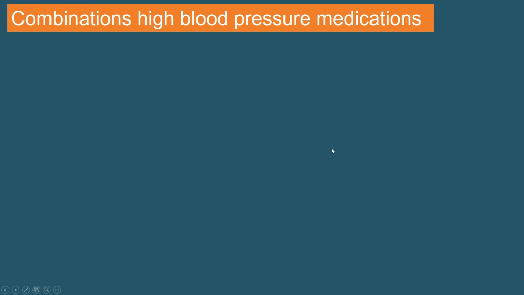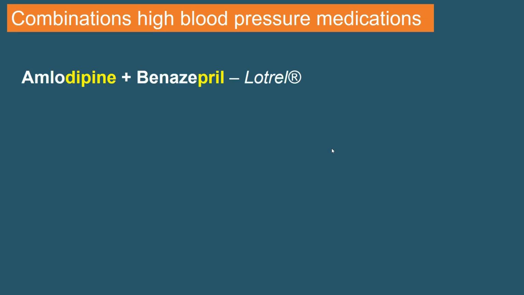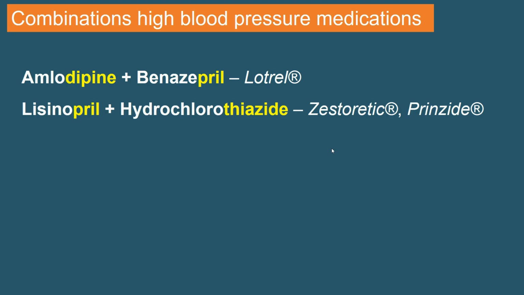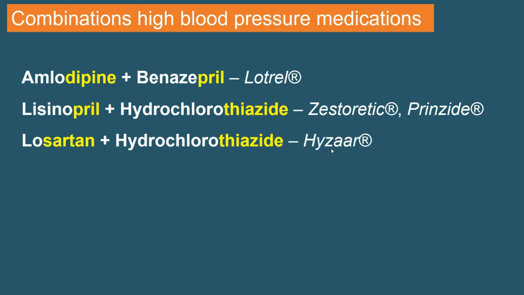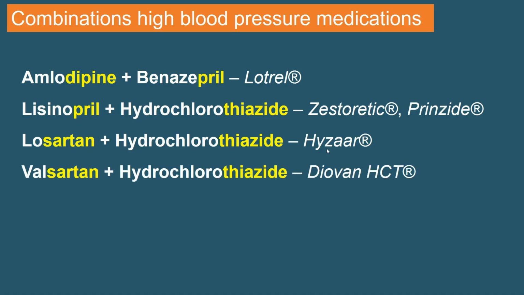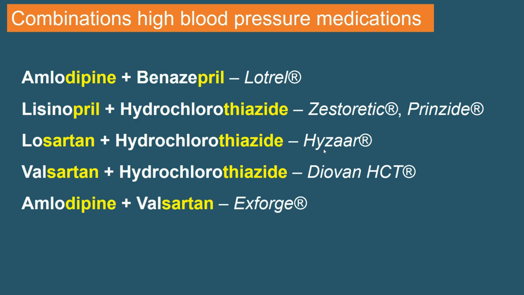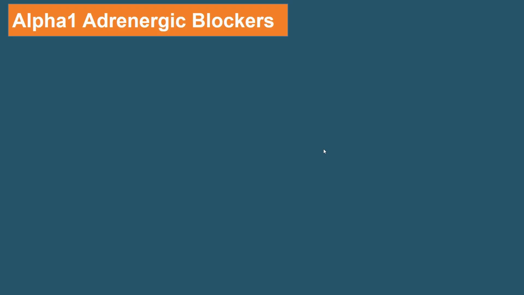There are several drugs available as combination antihypertensive medications, or high blood pressure medications, such as amlodipine with benazepril, or lisinopril with hydrochlorothiazide, brand Zestoretic. Losartan with hydrochlorothiazide, Hyzaar, and valsartan with hydrochlorothiazide, Diovan HCT, and then amlodipine with valsartan, Exforge.